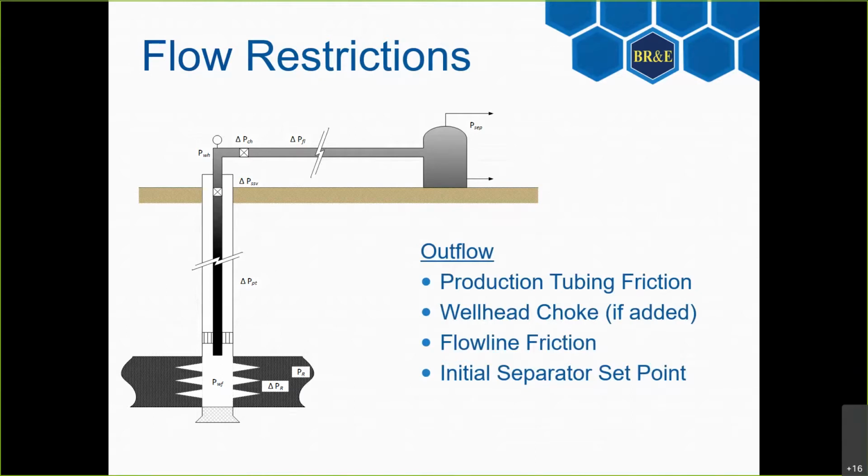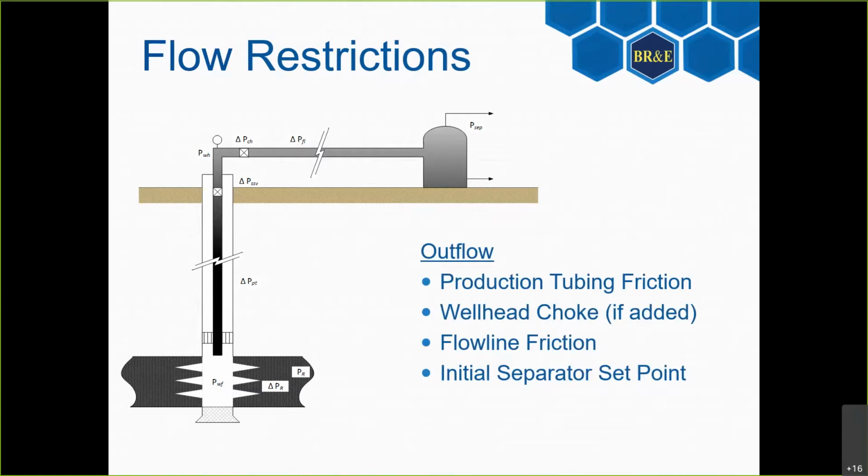But anytime you put any sort of flow through a pipe, whether that's the production tubing or the actual flow line piping, we're going to have some frictional losses, which will define how quickly that fluid can flow, how much fluid you can flow through that tubing. So production tubing friction will be a factor to consider. Flow line friction will be a factor to consider. Another piece of equipment that could impact this is the wellhead choke valve.